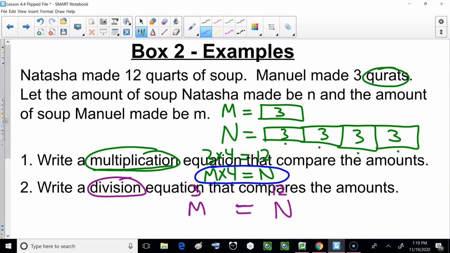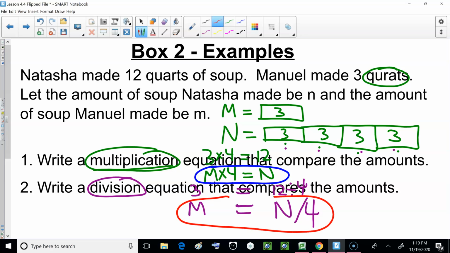12 is my bigger number, so I put my division sign on this side. And just like we did before, there's 1, 2, 3, 4 of these. We're going to divide this by 4. And then if we divide 12 by 4, it equals 3. So our division equation right there would then be M equals N divided by 4. So you can pause the video, write that part down to help us out with what a multiplication equation comparison and a division equation comparison of amounts.